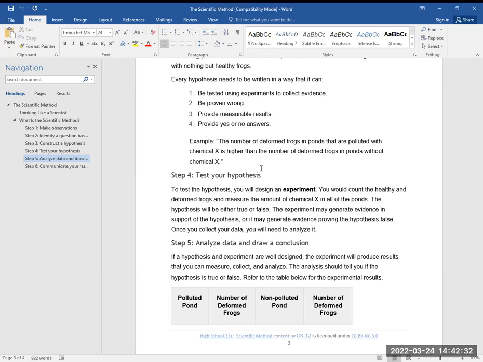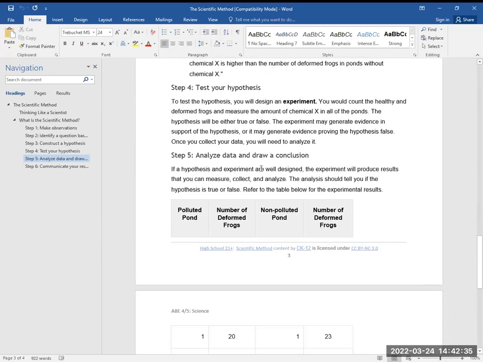Any questions? All right. Number 4, you want to test your hypothesis. So to test the hypothesis, you need to design an experiment. An experiment basically is a test, right? And you design it in a way that is coherent with what you are trying to prove, right? Or prove right or prove wrong. It has to be designed in a strategic way that answers that question, and you can manipulate the factors that are in it so that it's not wrong. So you could count the healthy and deformed frogs and measure the amount of chemical X in all ponds.